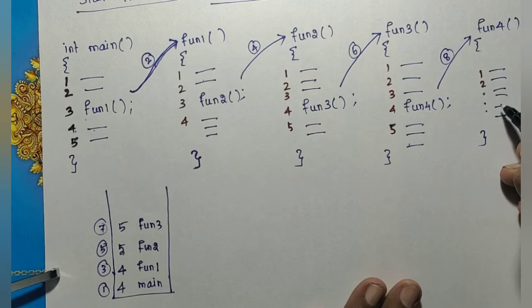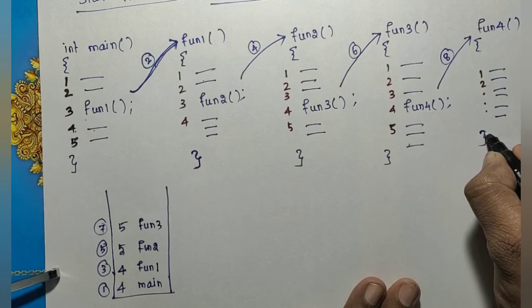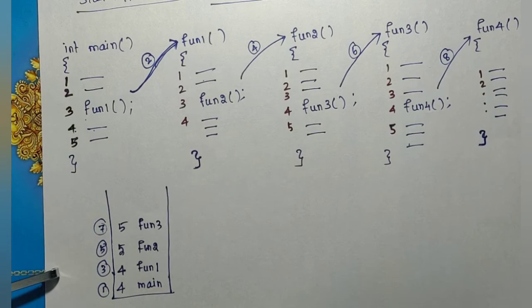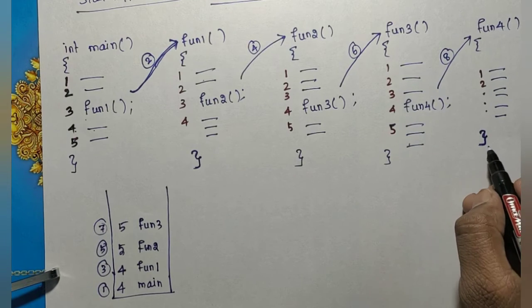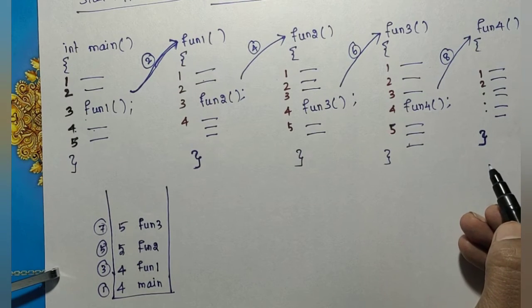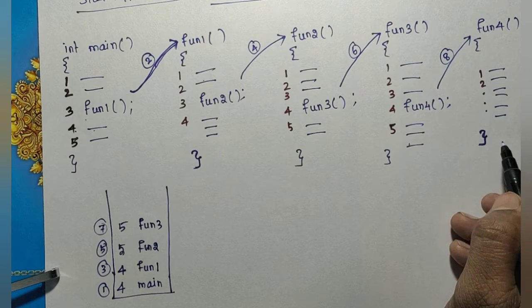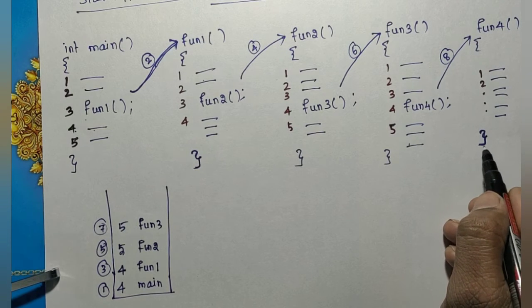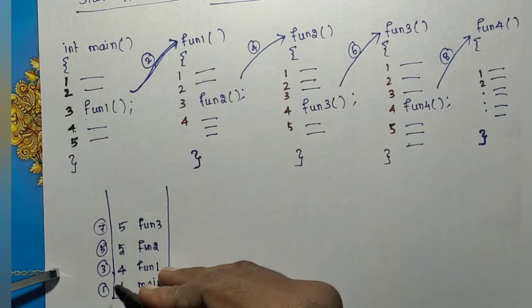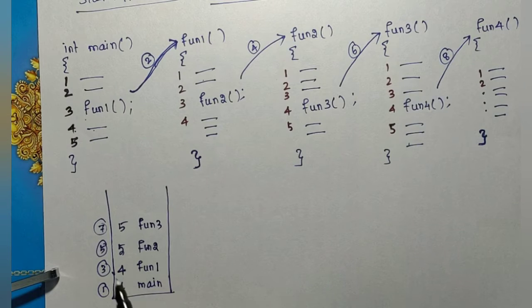Here there is no further function call. So whenever it reaches the end of the function, what is happening here is that you need to return to the parent. Who is the parent? Where does it need to return? How will it identify? By referring to the stack only. In the stack we are maintaining the return address.